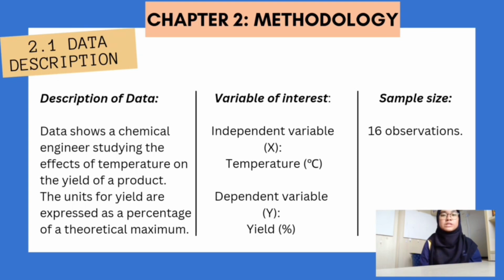Data description. Description of data. Data shows a chemical engineer studying the effects of temperature on the yield of a product. The units for yield are expressed as a percentage of a theoretical maximum. For the variable of interest, for independent variable, x is temperature in degrees Celsius. For dependent variable, y is yield in percentage. The sample size is 16 observations.